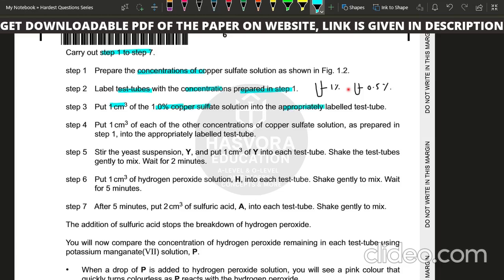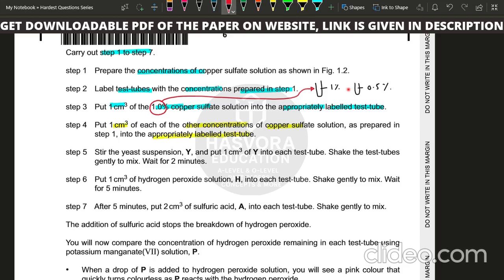appropriately labeled test tube. So what you have to do is put 1 cm cube of the 1% copper sulfate solution into the test tube that has been labeled 1%. Okay, so you have to only add it to the test tube that has the 1%. Okay, now the examiner is only telling you how to do the thing. Okay, so then put 1 cm cube of each of the other concentrations of copper sulfate solution as prepared in step 1 into the appropriately labeled test tube.